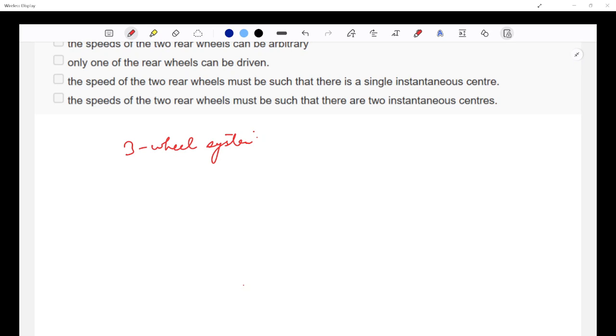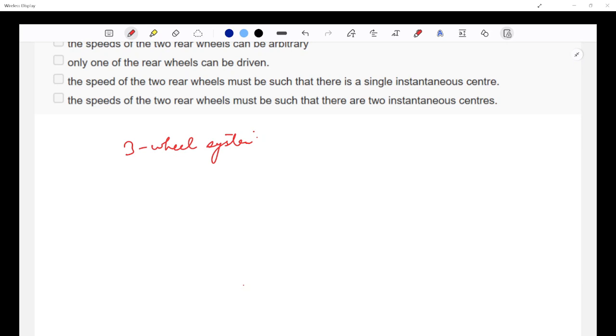So motion must satisfy the no slip condition at all wheels. So for pure rolling or no slip, all wheels must rotate about one common point, which is the instantaneous center of rotation. If not, the wheels will slip. Okay. For the rear wheels, they are in fixed orientation. You cannot steer them. So their velocities must align such that both are consistent with the same instantaneous center of rotation.